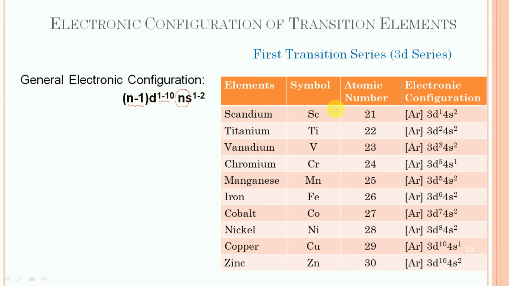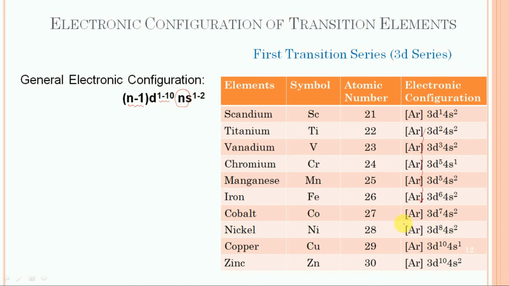The first transition series consists of elements from scandium to zinc. In scandium, the 3d orbitals start filling up and its electron configuration is 3d1 4s2. As we move from scandium onward, the filling of the 3d orbital takes place up to zinc. In the case of zinc, the 3d orbital is completely filled.